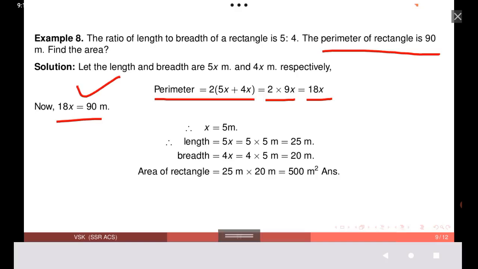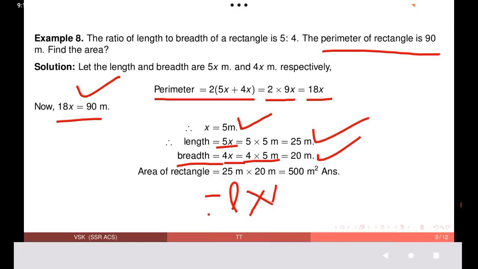So 18x is equal to 90, so x we have got as 5. So length will be 5x, that is 5 into 5, that is 25. Breadth we have found as 4x, that is 4 into 5, that is 20. So area we know is length into breadth. So it will be 500 meters square. So that will be the answer. So it is very easy.